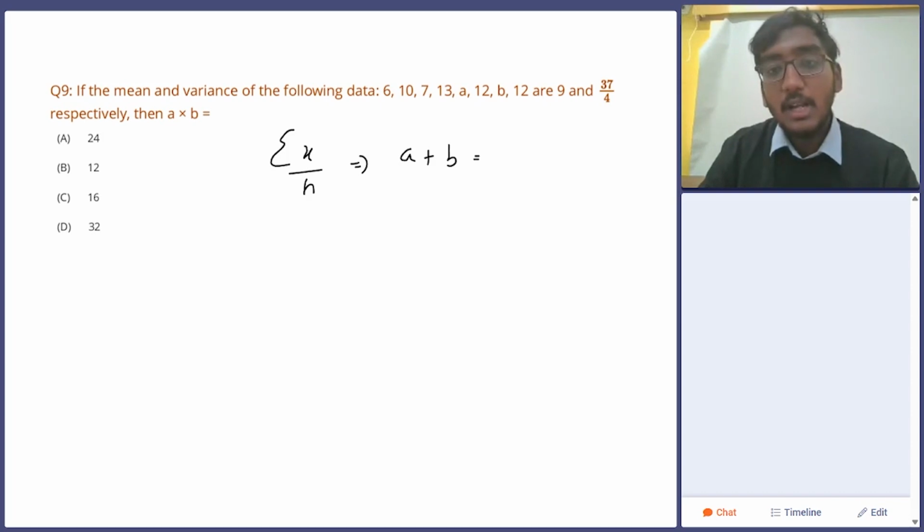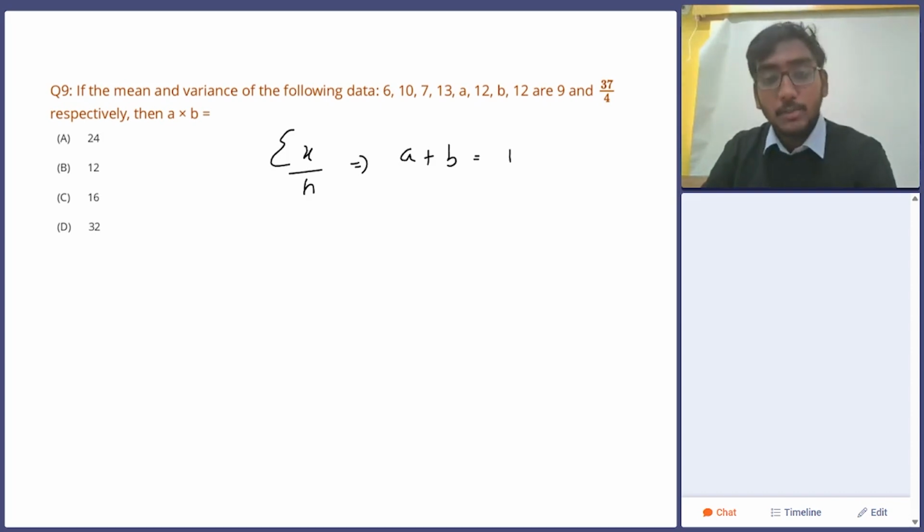Just multiply n on the other side, right? And subtract with all the given values. A and B are the only unknowns. You will be getting A plus B as 72 minus 16, which will be 12. And what they are asking is AB.